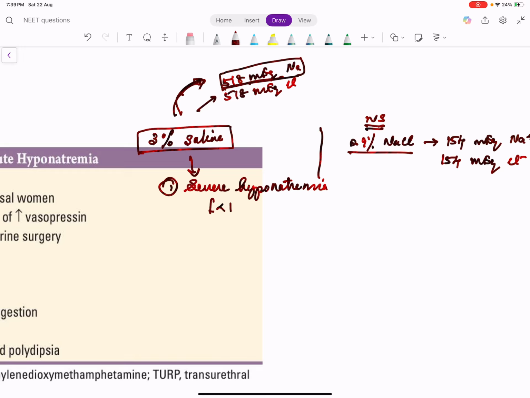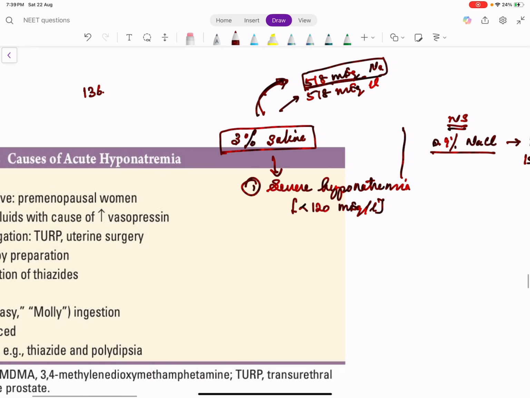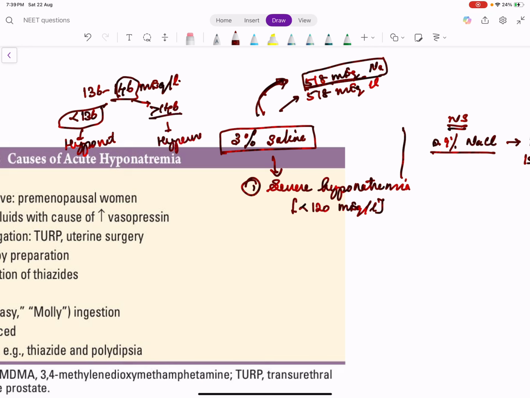When sodium is less than 120 milliequivalents per liter. Remember, the normal sodium is 136 to 146 milliequivalents per liter. When sodium is less than 136, we call it hyponatremia. When sodium is more than 146 milliequivalents per liter, we call it hypernatremia. When sodium is less than 120 milliequivalents per liter, it is called severe hyponatremia.